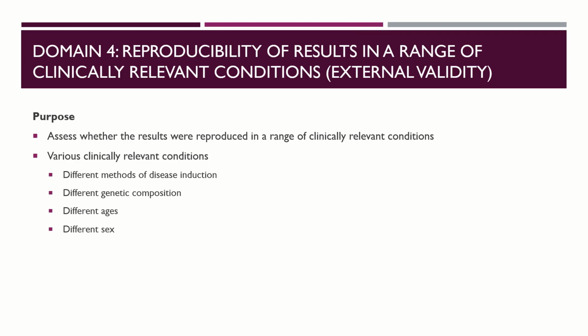Okay, domain 4 is reproducibility of results in a range of clinically relevant conditions, otherwise known as external validity. What's the purpose? The purpose is to assess whether the results were reproduced in a range of clinically relevant conditions. And what do we mean by range of clinically relevant conditions? This could include different methods of disease induction, different genetic composition, different ages, different sex.